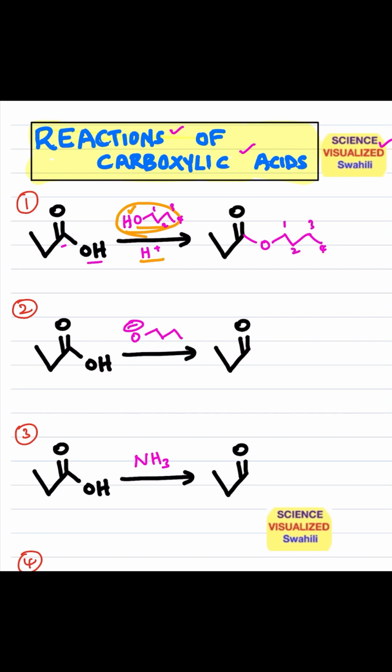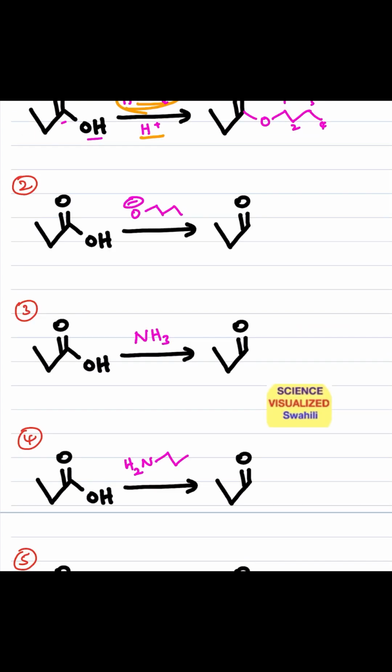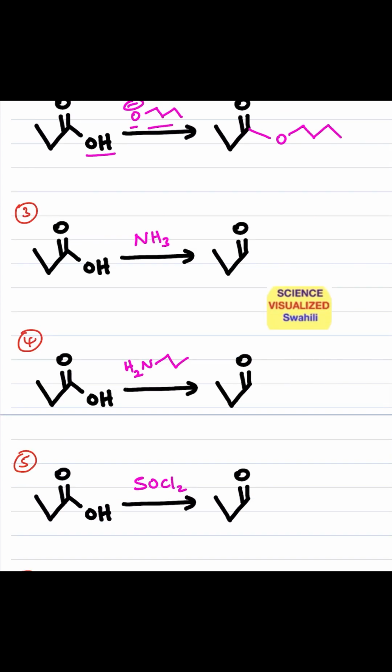Next, reaction with the alkoxy group. So that's basically alcohol under basic condition. So we saw the first one was alcohol under acidic condition. Under basic condition, you deprotonate the alcohol and you end up with the O minus. And that will substitute the OH group. So you end up with the alkoxy added.